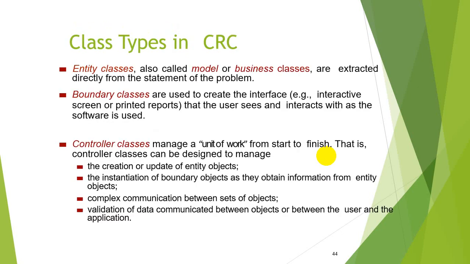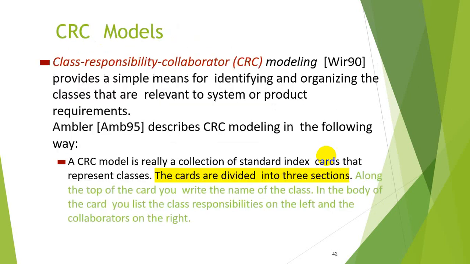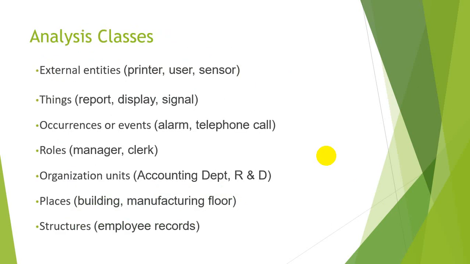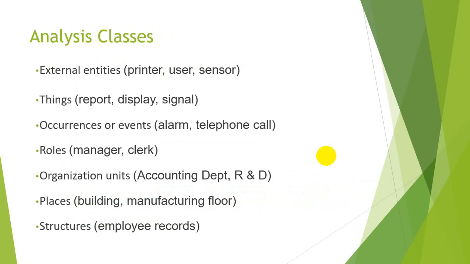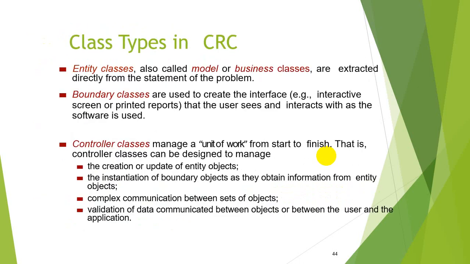So class types in CRC, there are three types of classes. Entity classes, also called model or business classes, are extracted directly from the statement of the problem. As we have discussed, a list. These are the entities which can be extracted. You can see many entities which can be extracted from the description of the requirements.